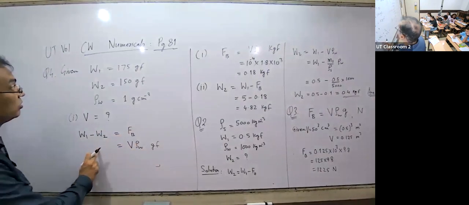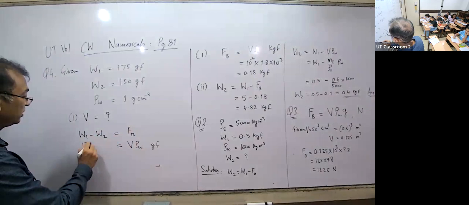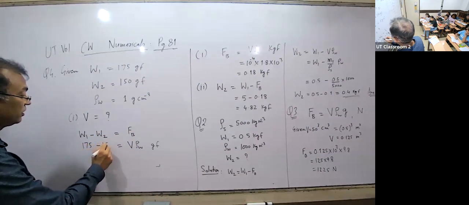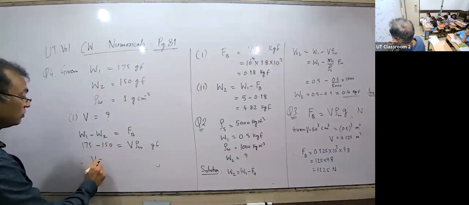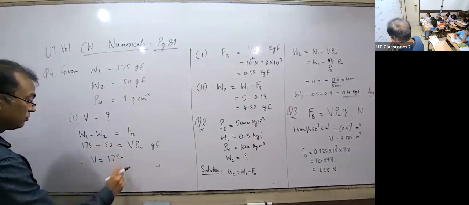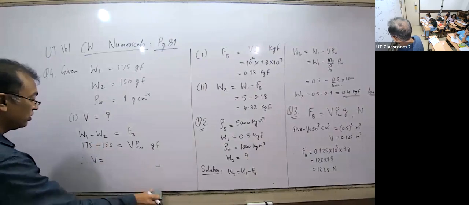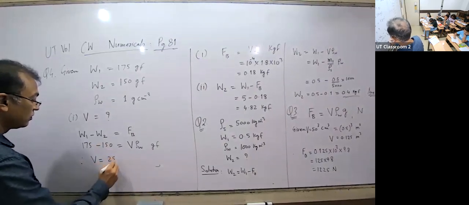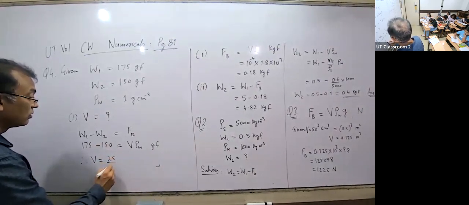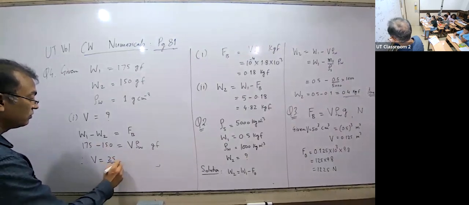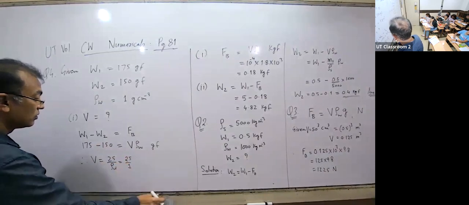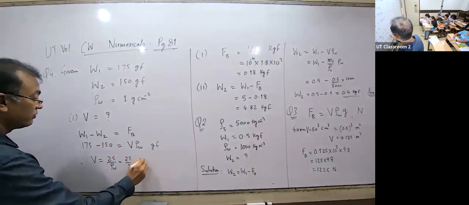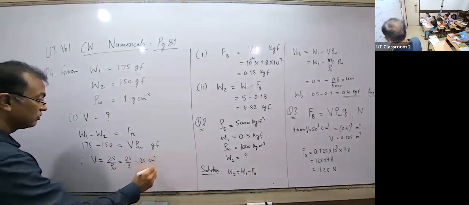So we have W1 is 175, everything is in gram force, minus 150. So therefore V is equal to 175 minus 150, which is how much? 25, divided by rho of water, which is 1. So V is 25 centimeter cube.